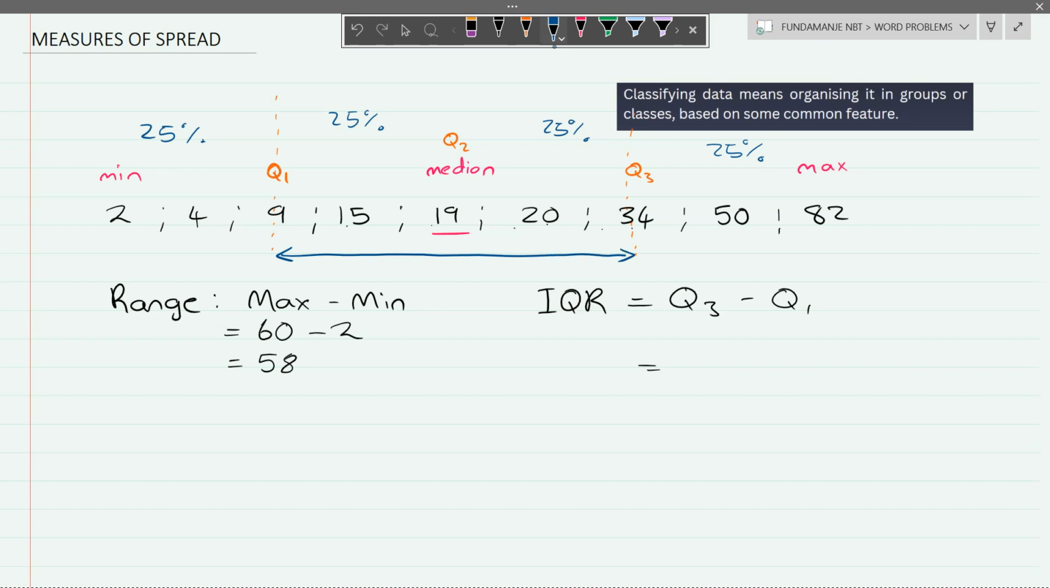What is the range between our 50%, the middle 50% of our data? Then in this case, that would be 34 minus 9, and that would give us 25. So this is how we calculate our interquartile range, and this is how we calculate our range, and this is what they tell us about our dataset.